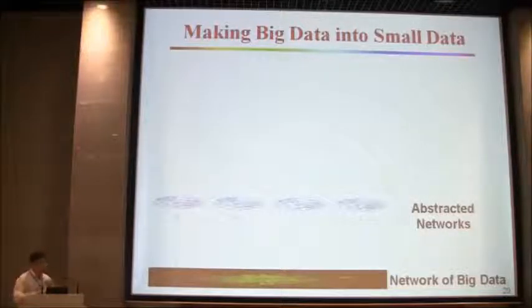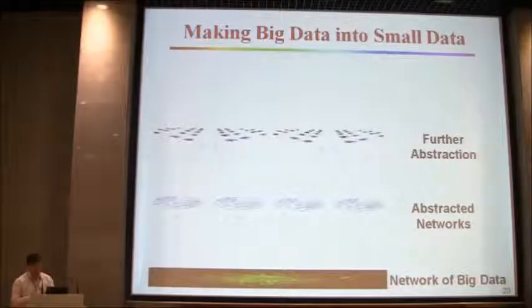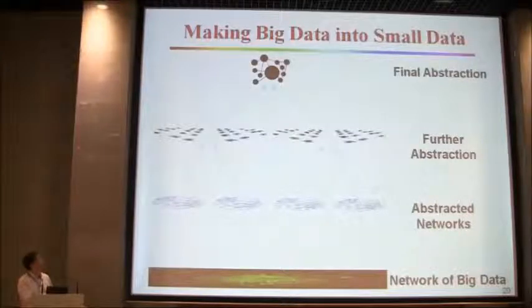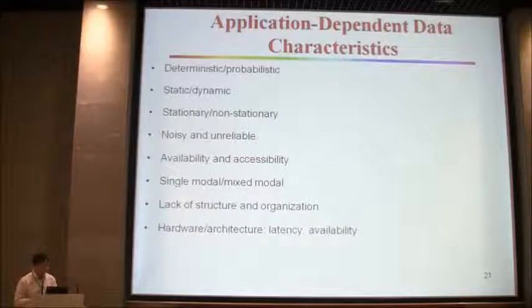So basically, we deal with big data to make big data into small data. We can say the network of big data, everything networked together, then abstract networks. So it becomes small networks, and then further abstraction, and we get some useful information. From the big data to the small data, we get useful information. The problem is when we use such scientific tools to abstract the big data, we lose some useful information. Maybe the information we get is useless, or even false information. So this is the problem.